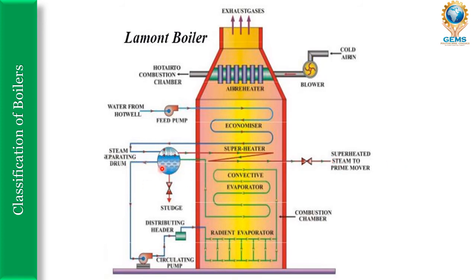From the separating drum, the extra water, the feed water, goes down through the circulating pump, and it goes to the distributing header, and then to the radiant evaporator. In the radiant evaporator, the pipe gets heated and the water also gets heated, and again it enters the convective evaporator, so that it is heated again, and the water is converted into steam, and the steam becomes saturated and comes back to the steam separating drum. In this drum, steam and water get separated. Once again we'll see.